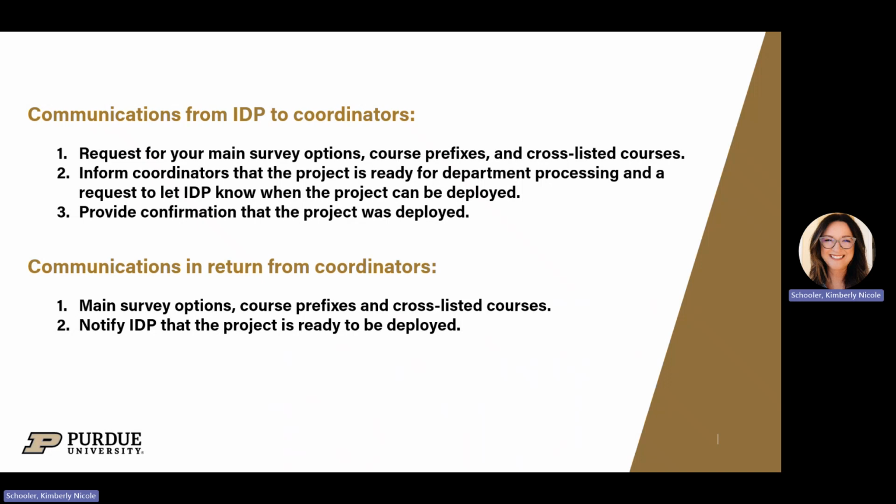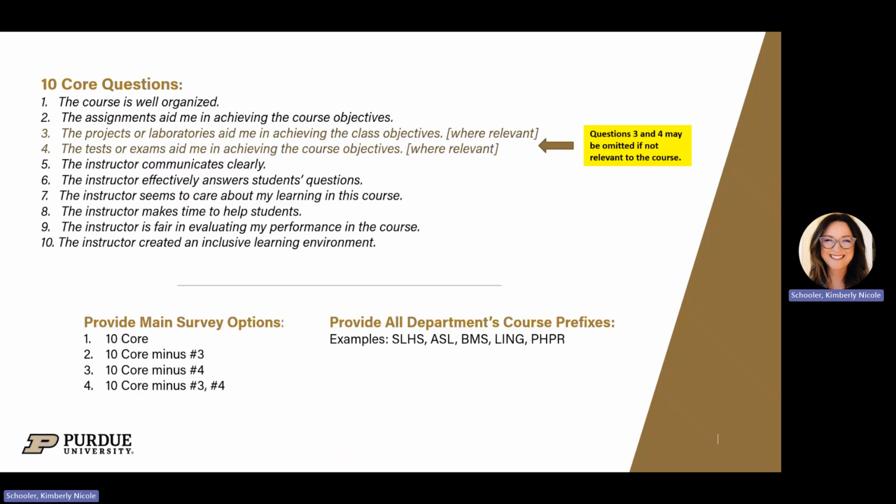Second, we will inform coordinators that the project is ready for processing, and lastly, provide confirmation that the project has been deployed. To begin the process, we will need to know which main survey option you choose. You have the option of using all 10 core questions, or you may remove questions 3 and/or 4 if they are not relevant to the course. Each main survey option has to have its own project, so depending on your department's needs, you might have up to 4 projects to manage.